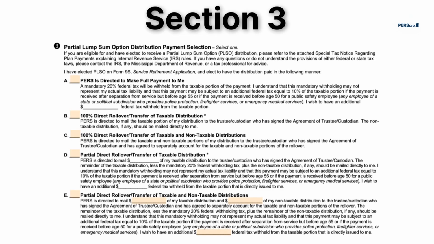Now we arrive at Section 3, Partial Lump Sum Option Distribution Payment Selection, which contains the most critical decision you need to make on this form. This section instructs PERS how to distribute the money and consequently how the IRS will tax it. You're presented with 5 choices labeled A through E, and making the wrong choice can trigger severe tax consequences. Let's break down each option along with federal income tax implications and potential IRS tax penalties.